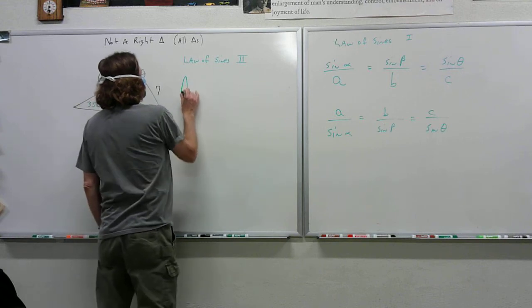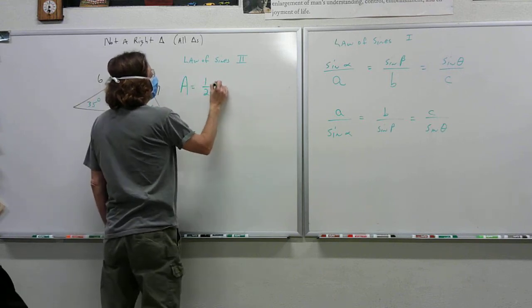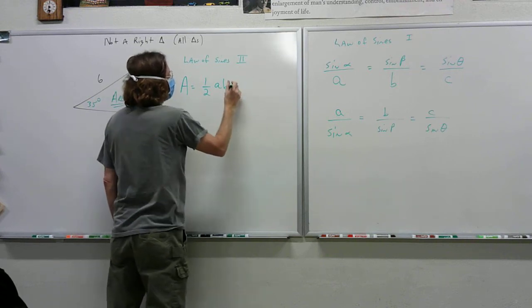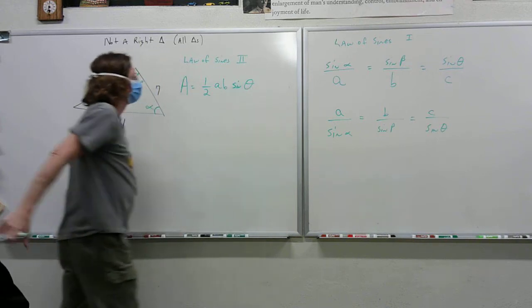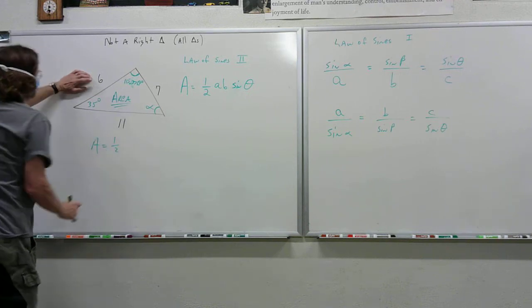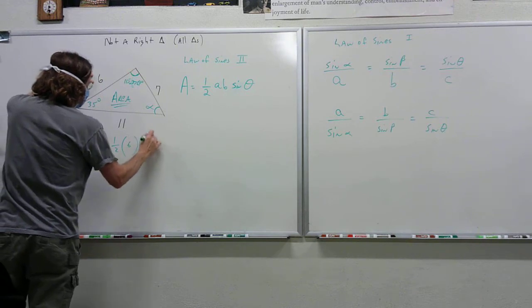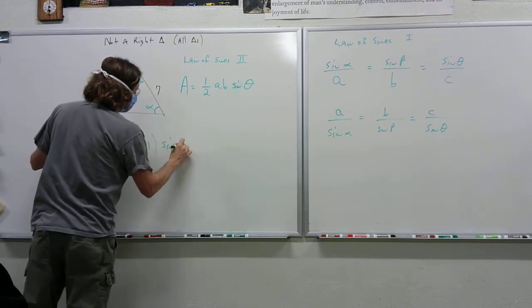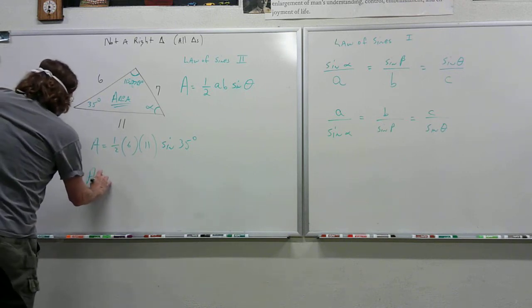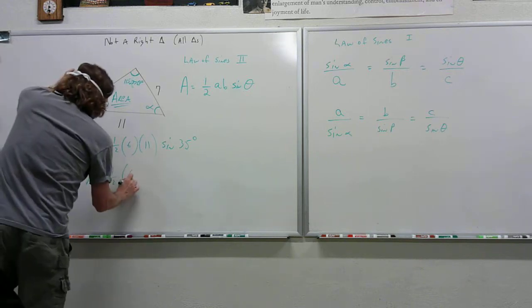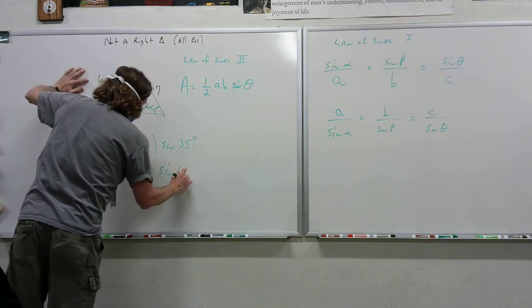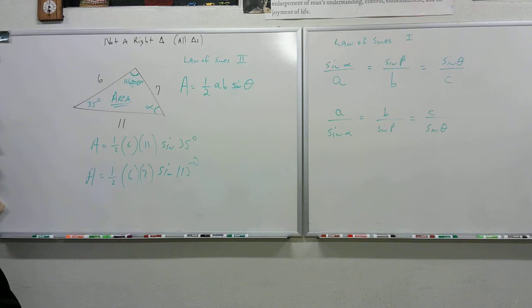The area of a triangle will equal 1/2 ab times the sine of the angle between them. In other words, the area of this triangle would equal 1/2 times 6 times 11 times the sine of 35 degrees. Somebody says, no, Mr. Evans, I did the area of the triangle equals 1/2 times 6 times 7 times the sine of 115 degrees. Guess what? You will get the same answer.